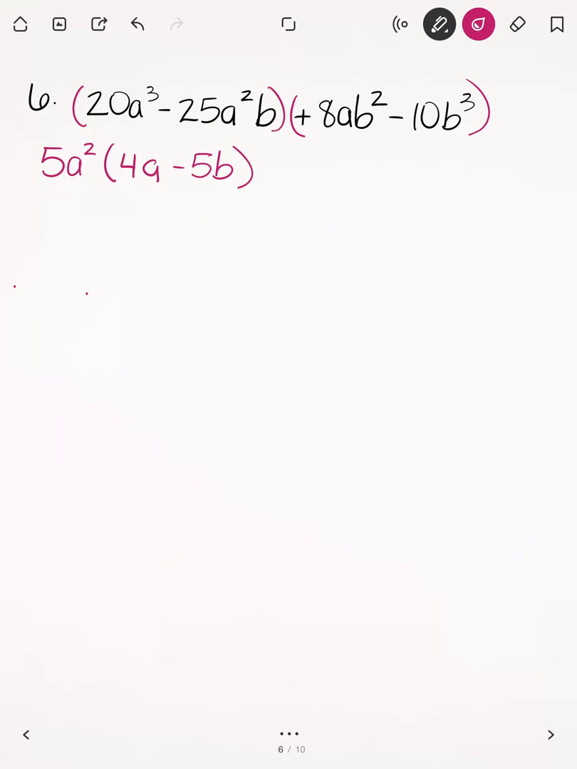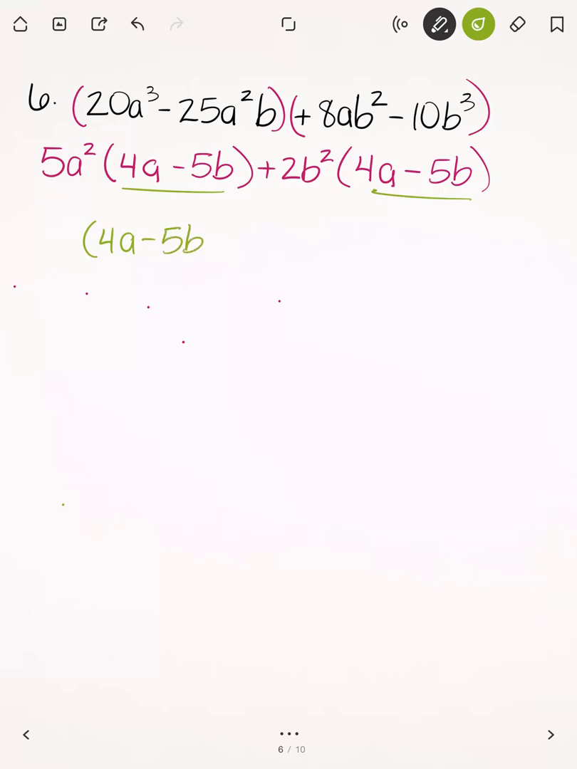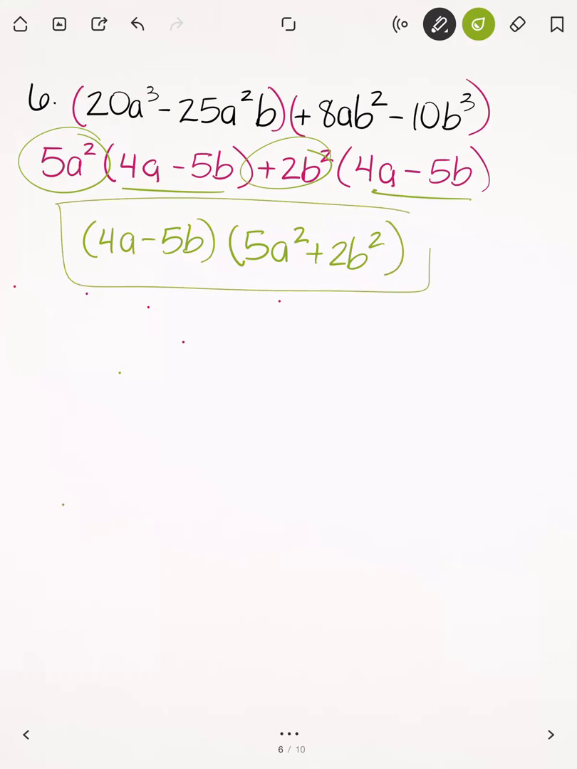Now I look at my second set of parentheses, and I look for the GCF there. I notice both terms are divisible by a positive 2 and a b squared. So when I factor that out, 2b squared times 4a gives me 8ab squared. And 2b squared times a negative 5b gives me a negative 10b cubed. Now that I have this, I can notice that what is inside the parentheses is exactly the same. So I can factor it out like a GCF, or I just write it down once, like that. And then I take what is left over and I pair it together. So 5a squared plus 2b squared. And I have this factored completely.